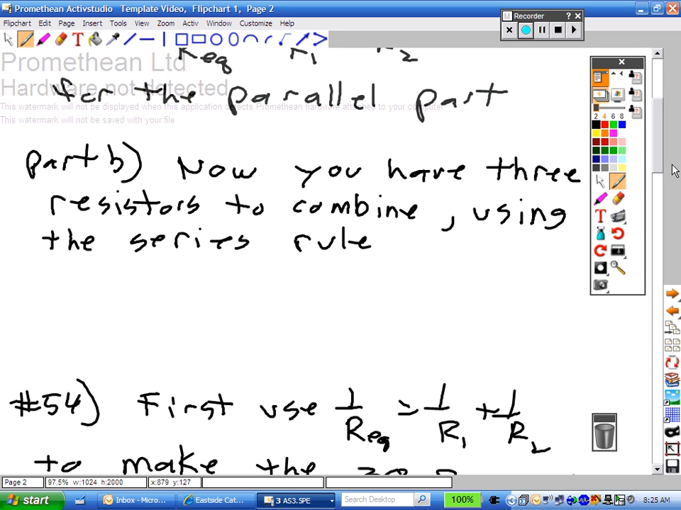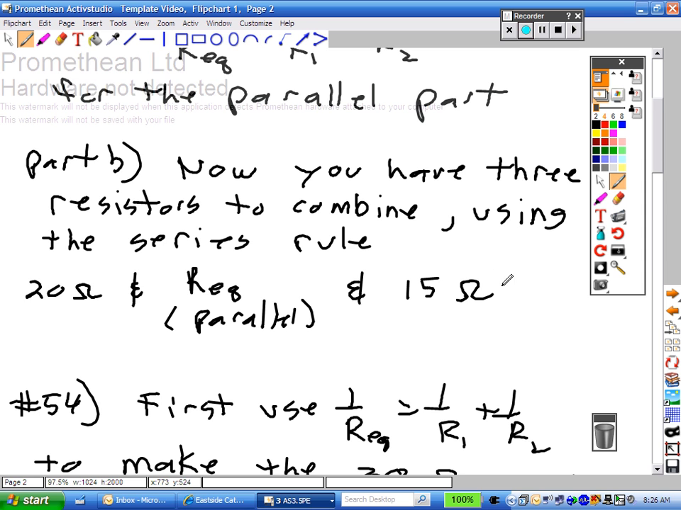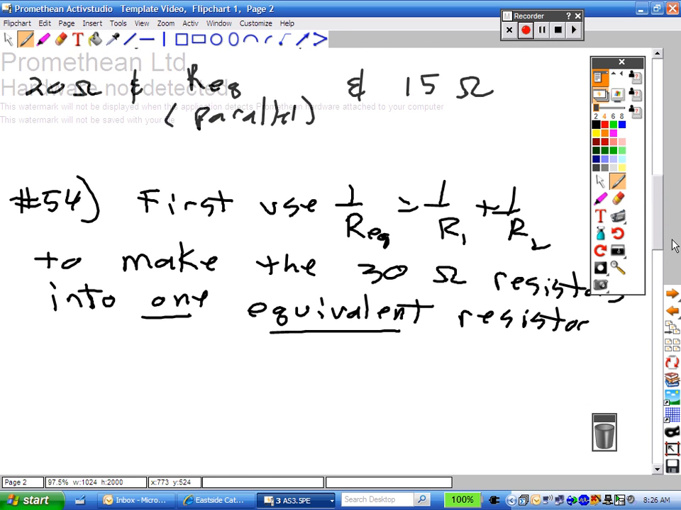So for part B of number 52, you have 3 resistors to combine. You have a 20 ohm resistor that you see there in the circuit, and you're going to combine that to an equivalent resistance, R eq. This is for the parallel resistors because they're now one pretend resistor. And finally, you're going to add to that a 15 ohm resistor. That should help you on number 52.